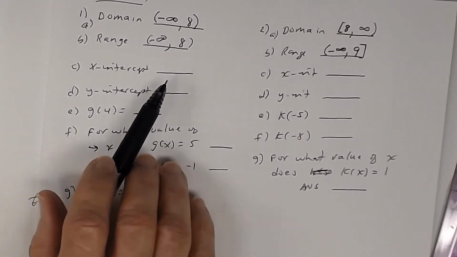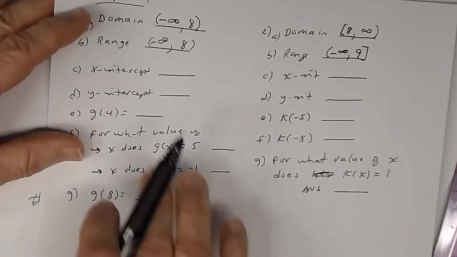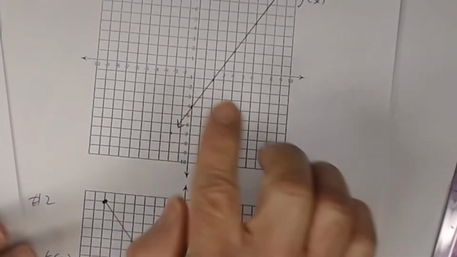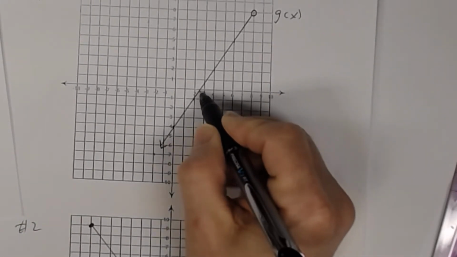So always make sure you read the directions carefully. They're asking you to write this as an ordered pair. So let's talk about the x-intercept. The x-intercept is where the graph crosses the x-axis. Now you're going to have to estimate this one.